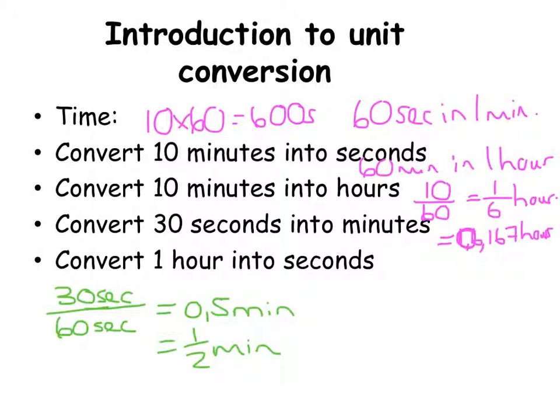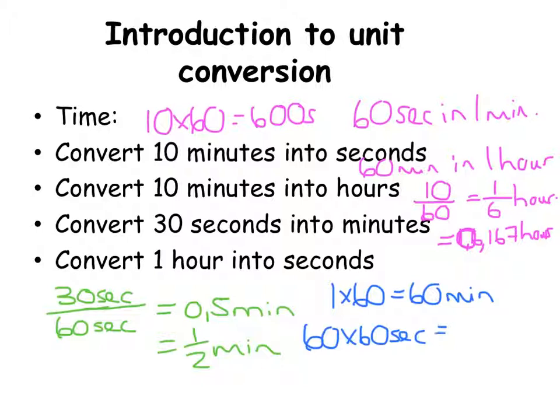Think logically about them. Convert 1 hour into seconds. A little bit more interesting. If I've got 1 hour, how many minutes have I got? Well, there's 60 minutes in 1 hour. So that's 60 minutes. 1 minute is 60 seconds. So I take my 60 minutes and I multiply them by 60 seconds, and I land up with 3,600 seconds in 1 hour.